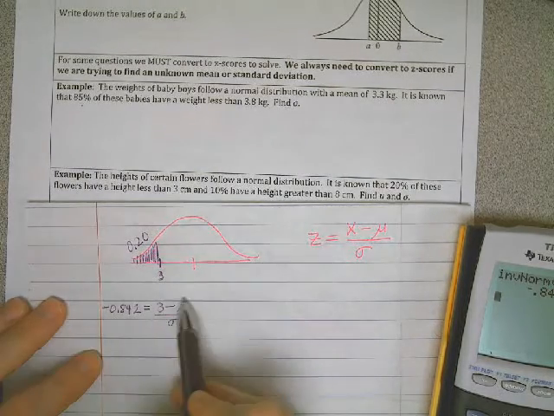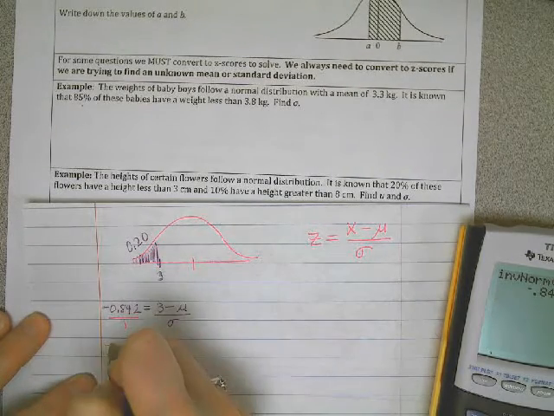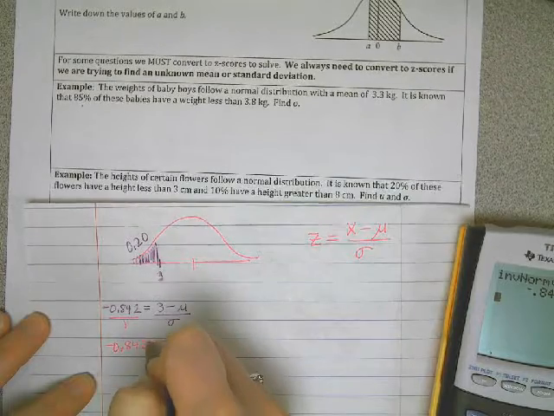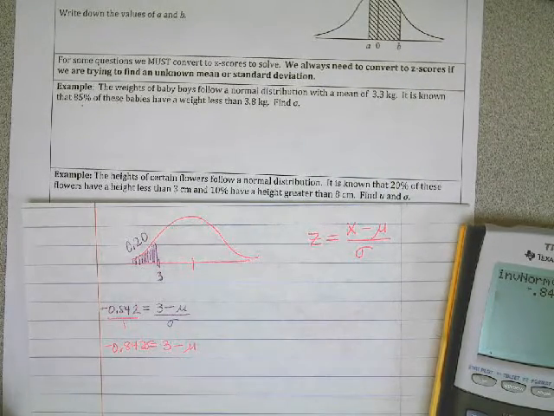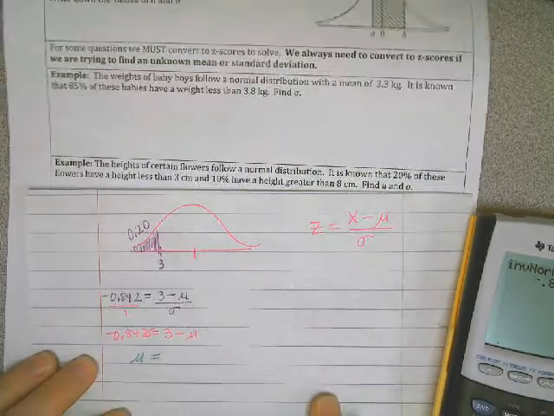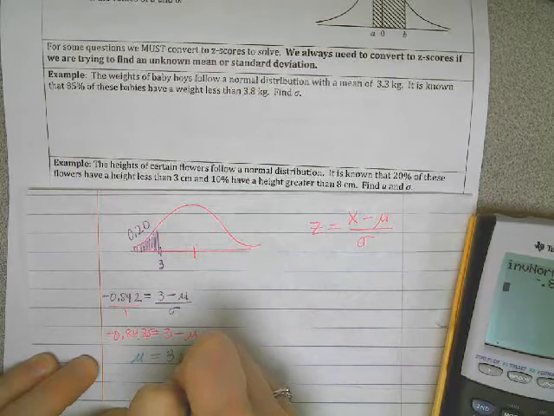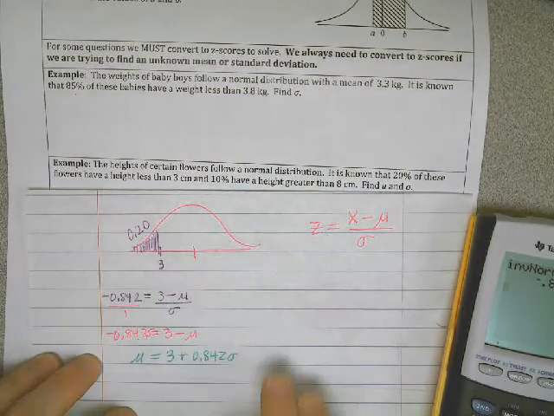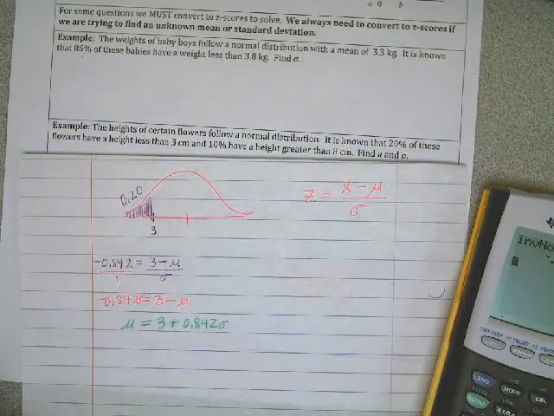Take this equation and solve it for mean. I'm going to cross and multiply. So negative 0.842 times standard deviation equals 3 minus mu. I'm going to add mu to this left side, and I'm going to also add 0.842 times standard deviation to the other side. I'll show you why I'm doing that here in just a second.